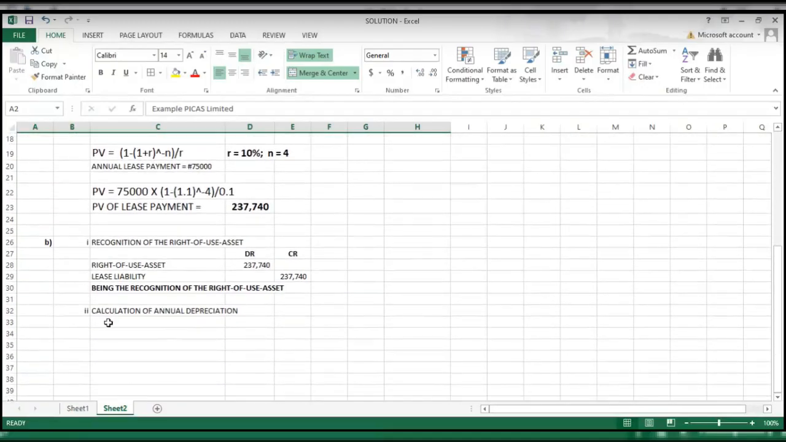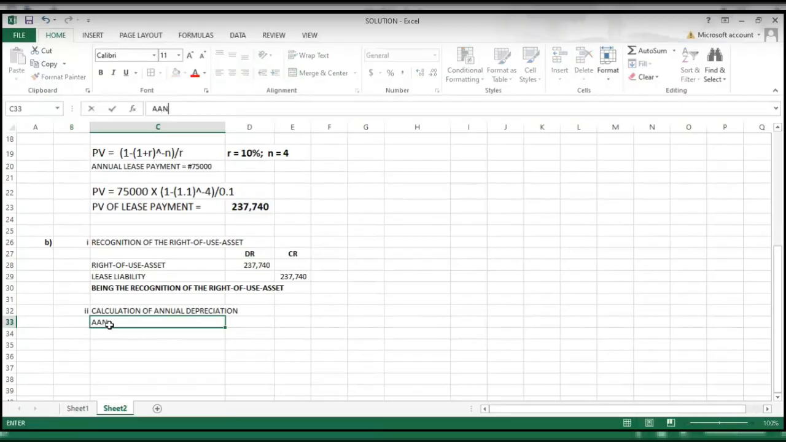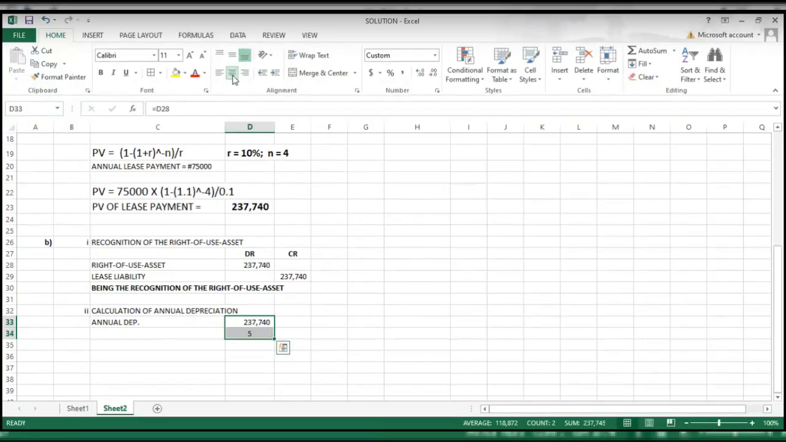So annual depreciation, and the annual depreciation is going to be what? The value of the right of use asset divided by 5, which is 5 years. That's the formula for annual depreciation. The value of the right of use asset divided by 5.